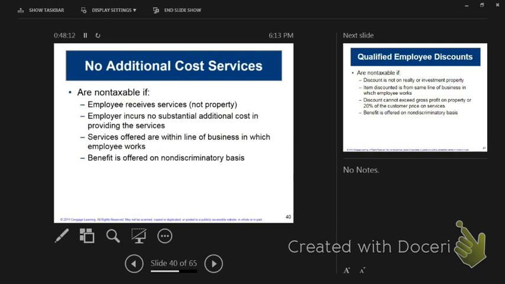They continue, you have to be offered on a non-discriminatory basis. Parking based on level is not discriminatory if it's offered on the same level. Basically, what they're trying to do is say it wasn't offered to executives only, it was offered based on space. So some things like that are okay. And it occurs at no substantial increase in cost.